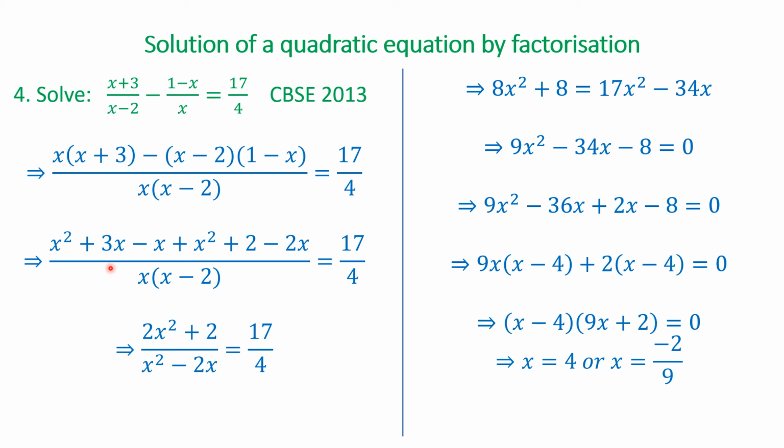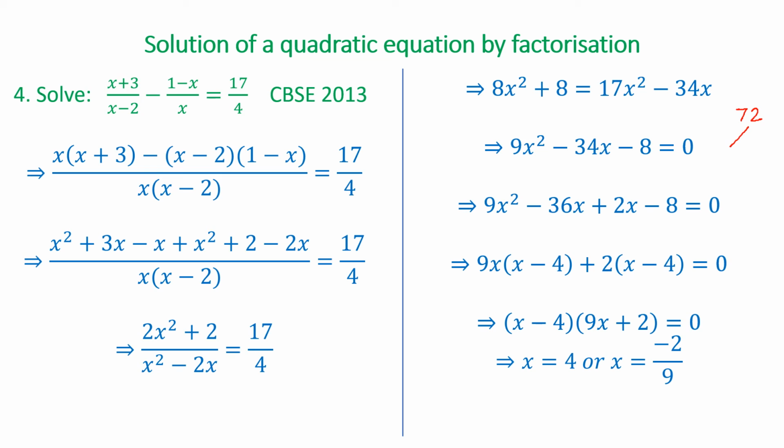I simplify further: x squared plus x squared will become 2x squared, minus x plus 3x and minus x will become plus 2x, and plus 2x minus 2x will go, and I'm only left with plus 2 over here, over x squared minus 2x in the denominator. I now cross multiply, and I come to 9x squared minus 34x minus 8 is equal to 0. Now 9 into 8 is 72.